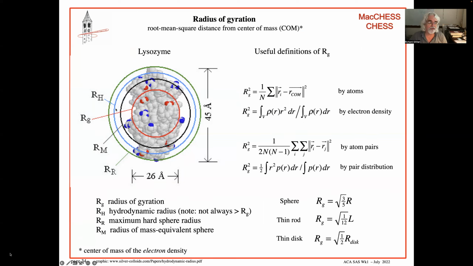Now, these radii apply only to lysozyme. The orders can change, okay? And comparing, for example, the hydrodynamic radius to the radius of gyration can tell you important things about the overall shape of the object, right? So that's useful information you can get from other techniques like dynamic light scattering and NMR.